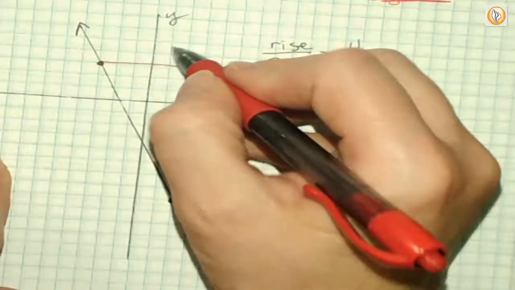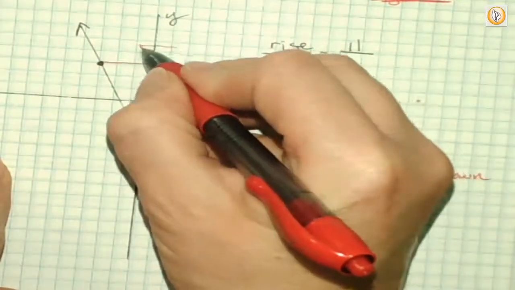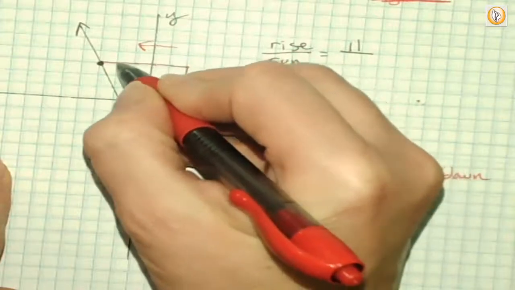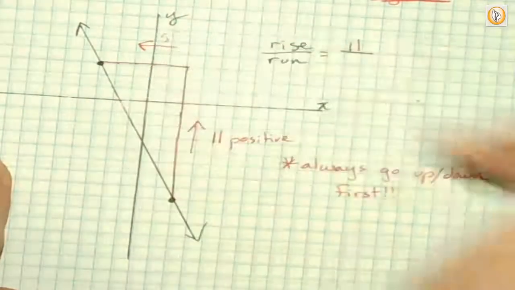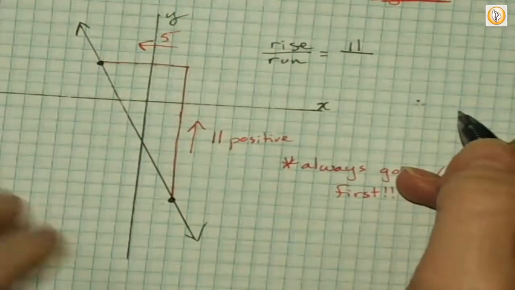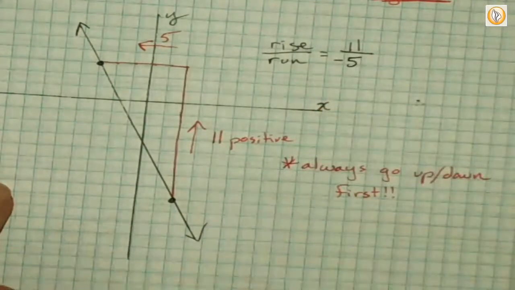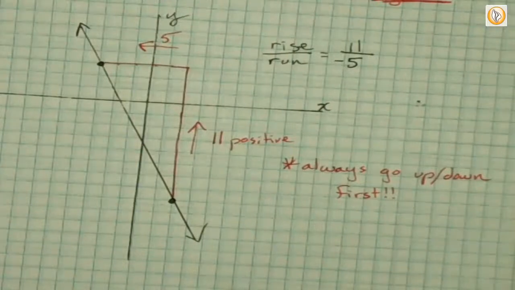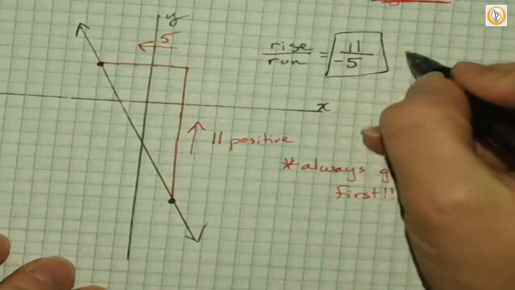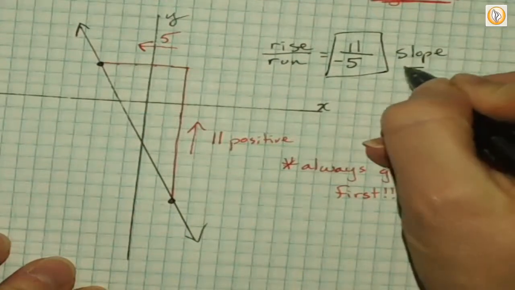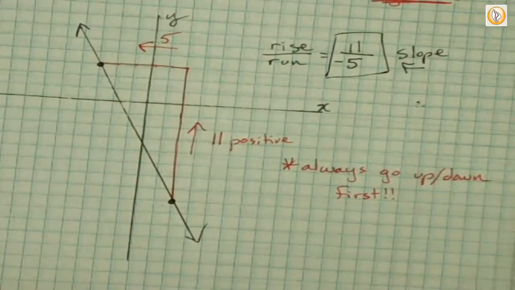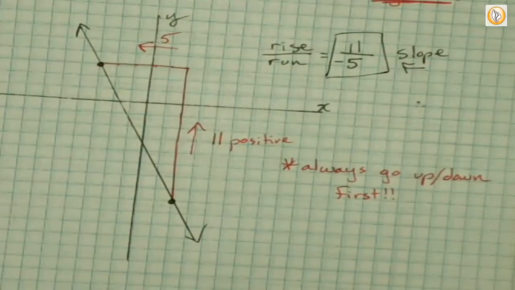And then I went left. 1, 2, 3, 4, 5. I went left 5. So what's my run? Negative 5. Very good. So my slope is 11 over negative 5. That whole fraction is not negative, guys. The whole thing is not negative. You need to look at that. That negative sign goes with the 5.